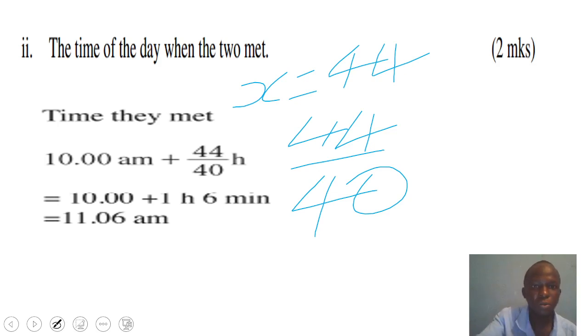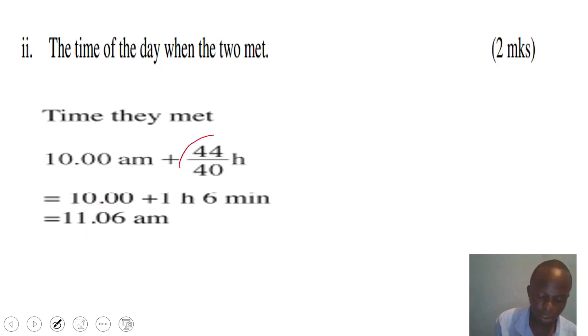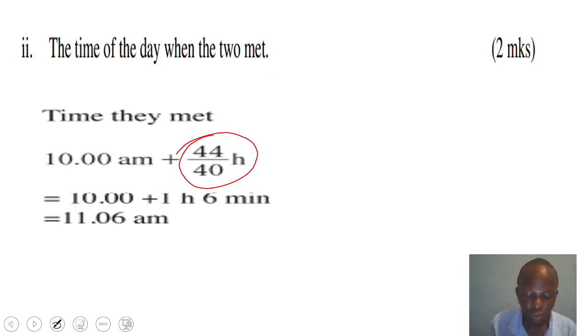Now let me briefly talk about this. 44 divided by 40, for us to get that, you get 1 point some decimals. To convert those decimals, multiply the decimals times 60 to get 6 minutes. I'm very sure you can try to verify using a calculator. 44 over 40 will not give you 1.6. So 44 over 40 is 1 point.